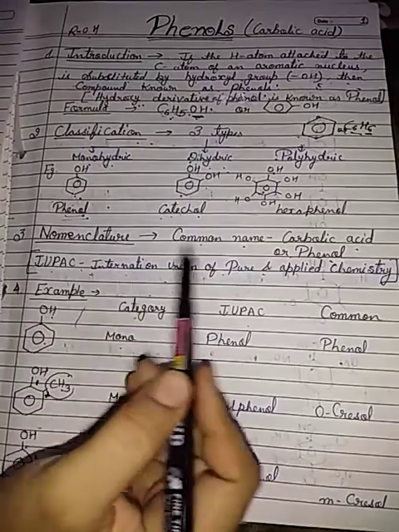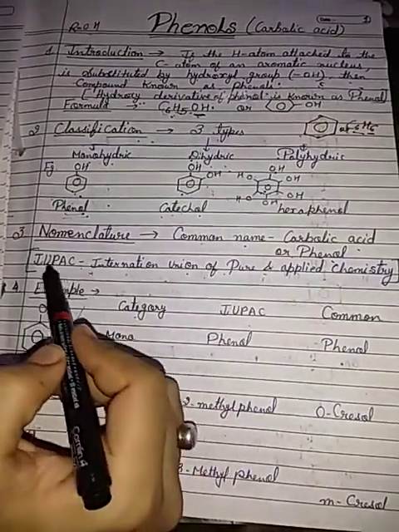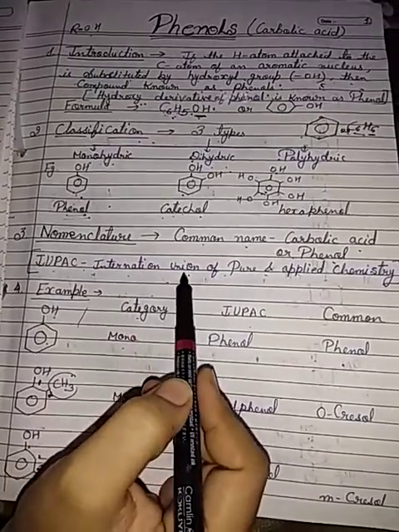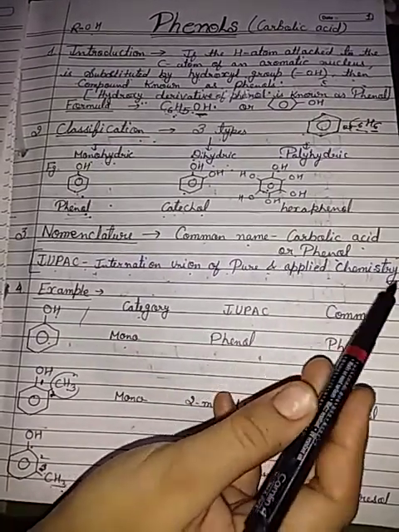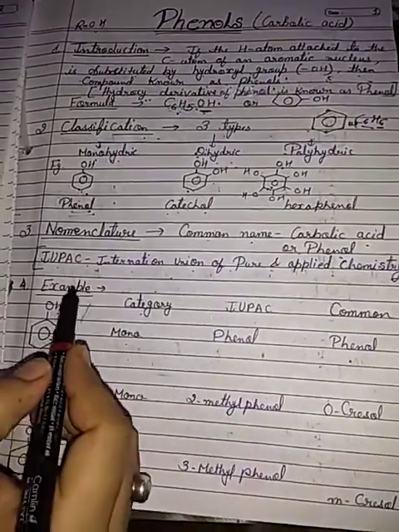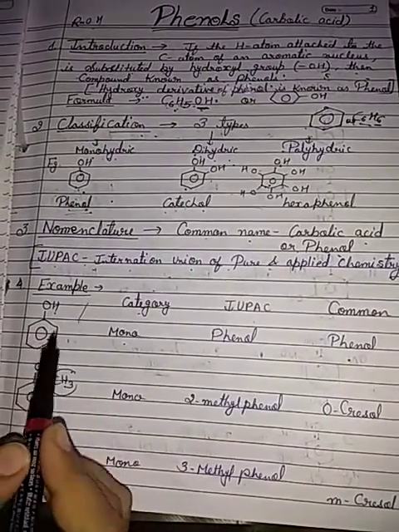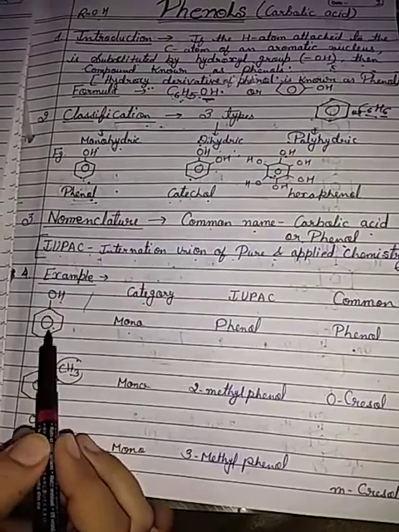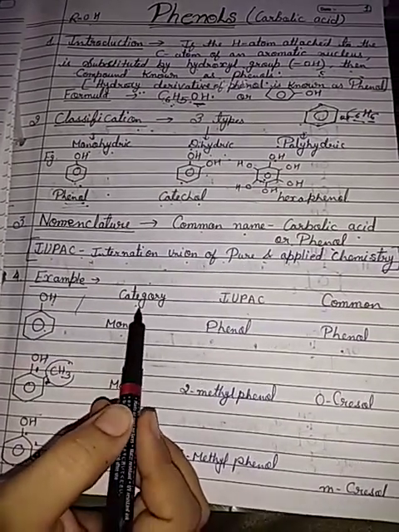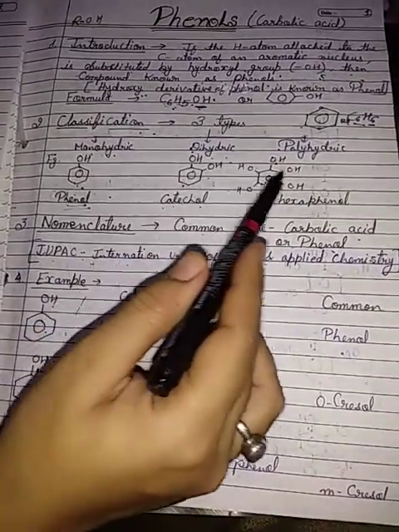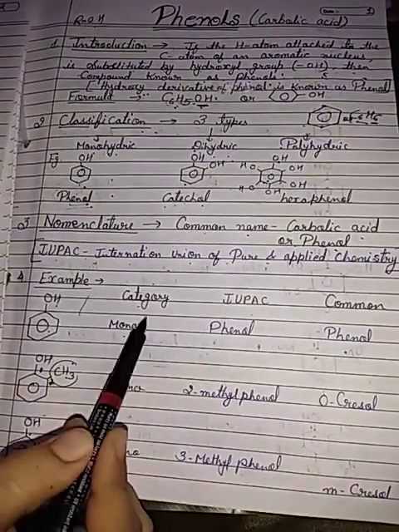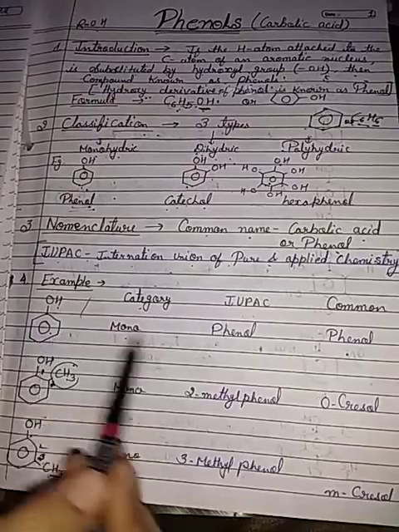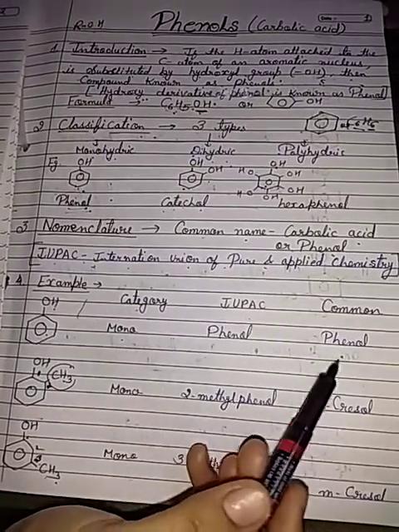The IUPAC name is also phenol, and what is the full form of IUPAC? International Union of Pure and Applied Chemistry. So we will see examples. First example, phenol, OH attached to benzene. So which category? Monohydric, dihydric, polyhydric. One OH group, so that means mono. Its IUPAC name and its common name are both the same, phenol.